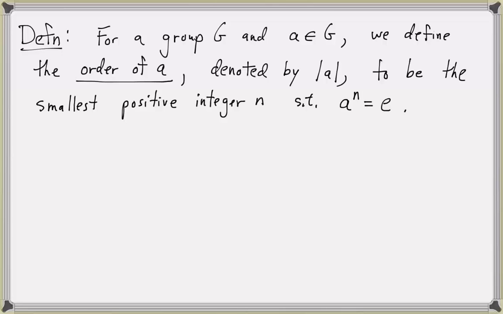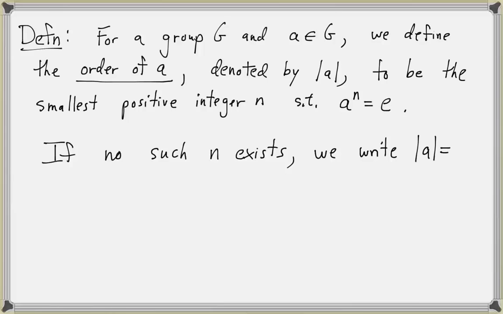It could happen that A to any integer power never equals the identity element. So in this case, if no such n exists, we say that the order of A is infinity.